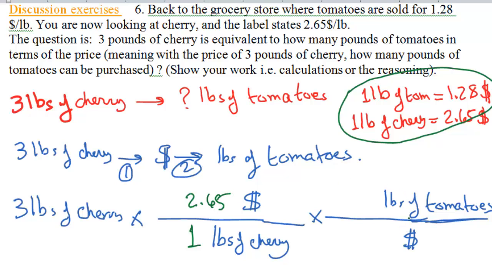And then pounds of tomatoes and dollar here, 1 pound of tomato is equivalent to $1.28. So now if you look at the units, pounds of cherry will cancel out with pounds of cherry here, and dollar will cancel out with dollar, and you'll be left with pounds of tomatoes. And for the numbers, you have 3 times 2.65 times 1 divided by 1.28.